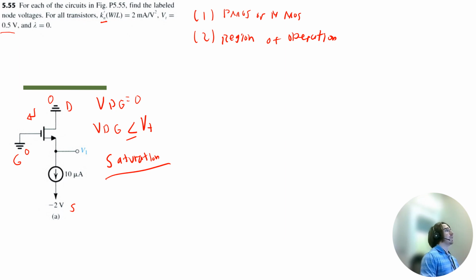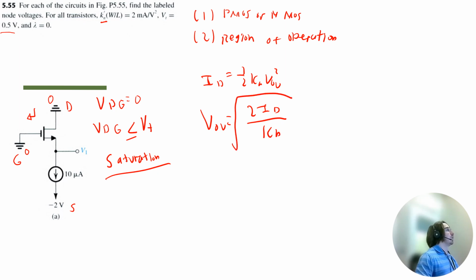So now we can leverage the drain current equation in saturation. I'm going to use it to solve for V overdrive and then use that to solve for V1. So let's do that. The current equation in saturation is ID equals 1/2 times Kn times V overdrive squared. So V overdrive squared is equal to 2 times ID divided by Kn, all under a square root. So V overdrive will be 2 times, I'm going to convert all the units to amps.